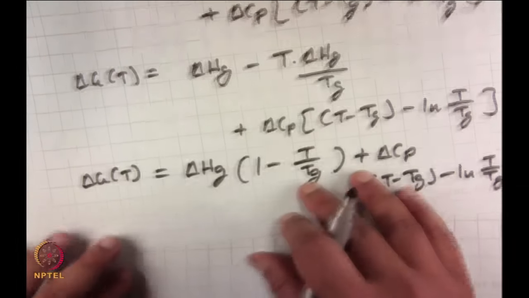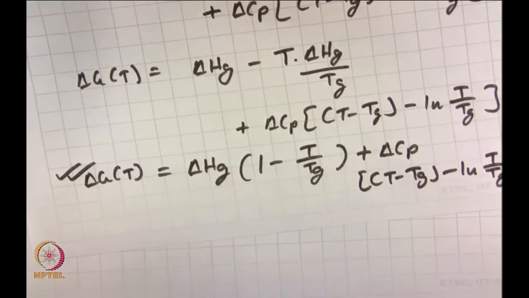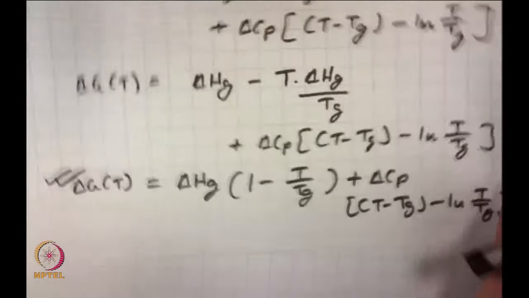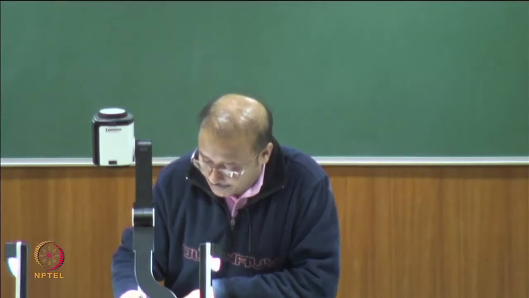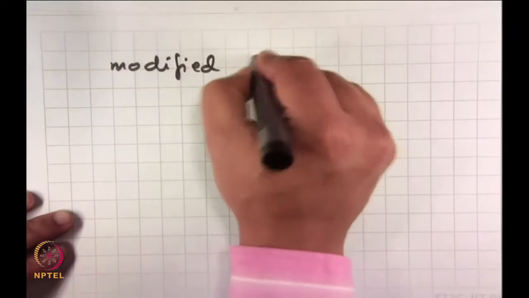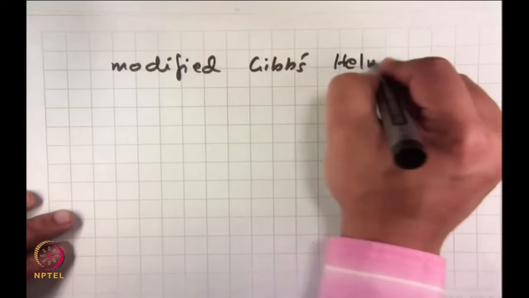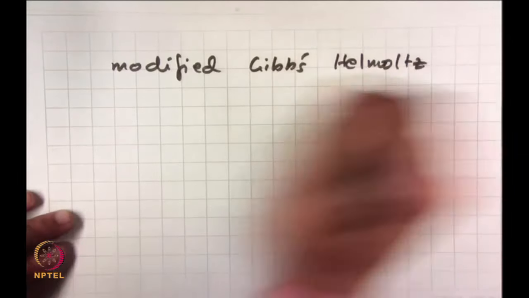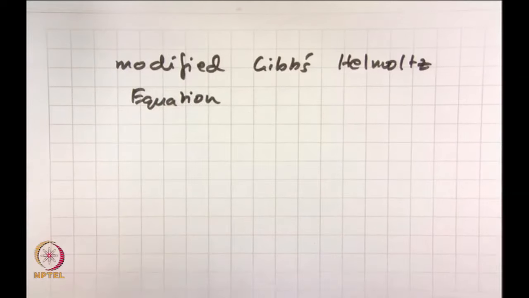So, this final equation is often referred to as a modified Gibbs Helmholtz equation.